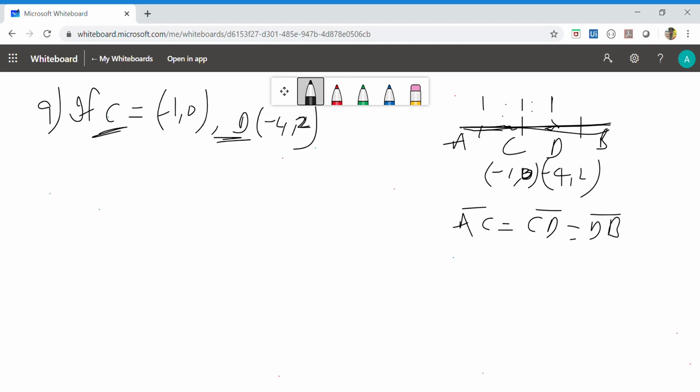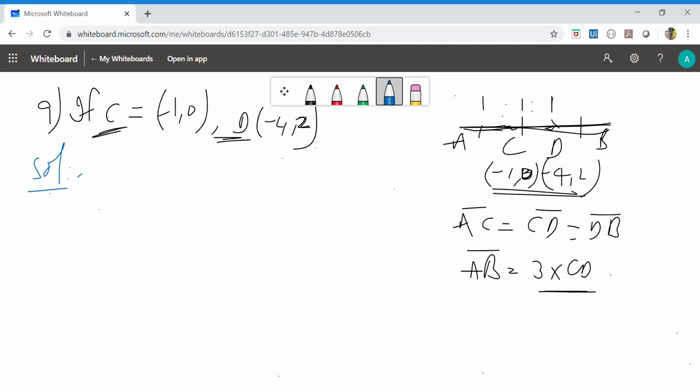Okay. Then we have the C and D values. So find out CD distance and multiply with 3 so that you will get the AB distance. So AB is equal to how much you will get? Distance of AB is equal to 3 into distance of CD. Okay, like that you can multiply. You can find out the distance of AB. So in the solution what you have to do?